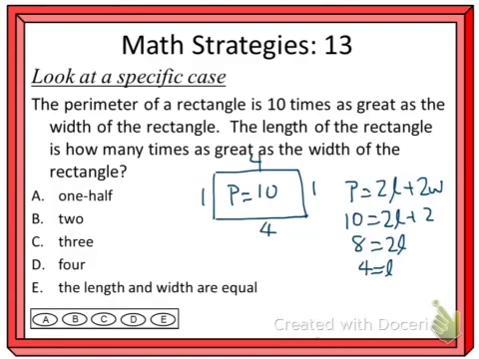And maybe you didn't need to write that whole entire equation to find out the length. You probably could have just subtracted those and then divided by 2. Okay, and now answering the question, the length of the rectangle, which is 4, is how many times as great as the width of the rectangle, which we chose as 1. It's got to be 4 times bigger. So I'm going to choose answer choice D.